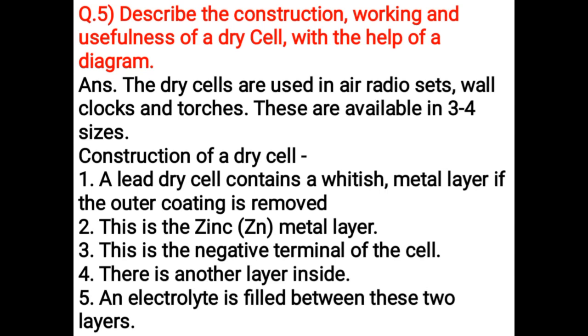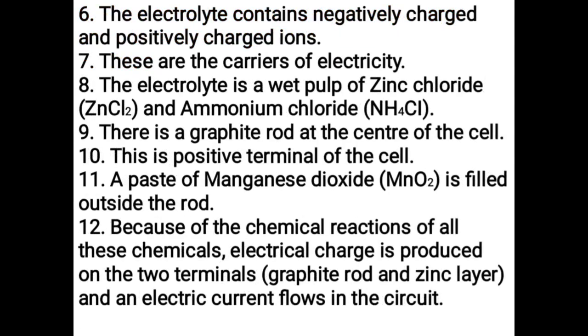A dry cell contains a whitish metal layer if the outer coating is removed. This is the zinc, Zn, metal layer. This is the negative terminal of the cell. There is another layer inside. An electrolyte is filled between these 2 layers. The electrolyte contains negatively charged and positively charged ions. These are the carriers of electricity. The electrolyte is a wet pulp of zinc chloride, ZnCl2, and ammonium chloride, NH4Cl.